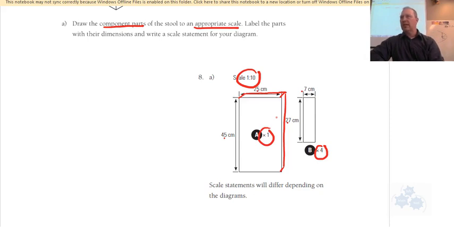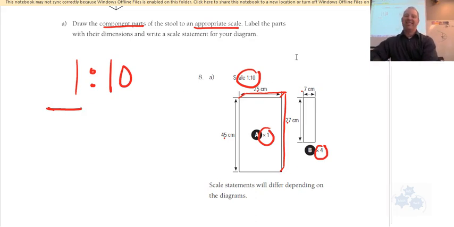25 divided by 110? Divided by 10, you mean? Oh, right. So this is, sorry, I don't know if you can see this. This is 1 to 10. So that means that 1 centimeter would be 10 centimeters in real life, or 2.5 centimeters would be 25 centimeters in real life. Okay? So, scale statement.